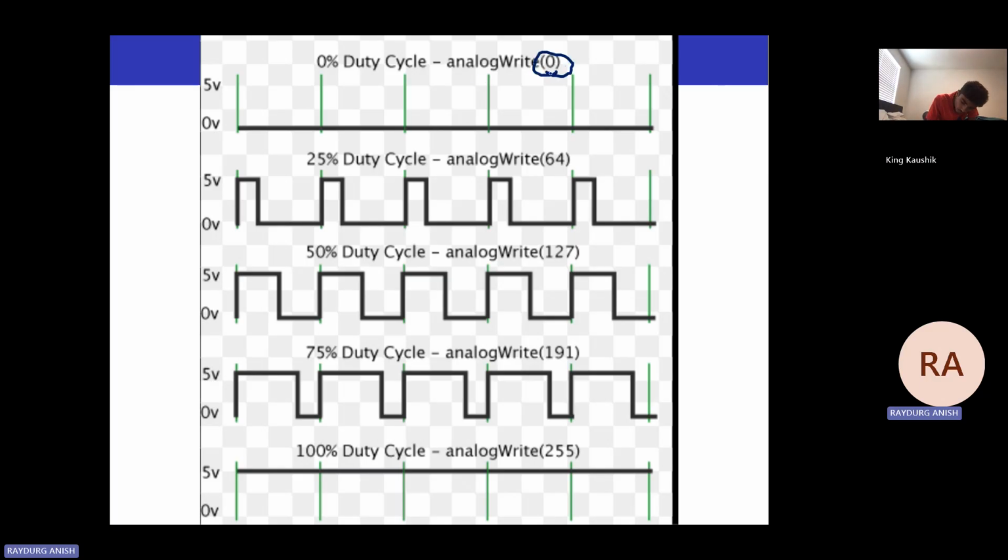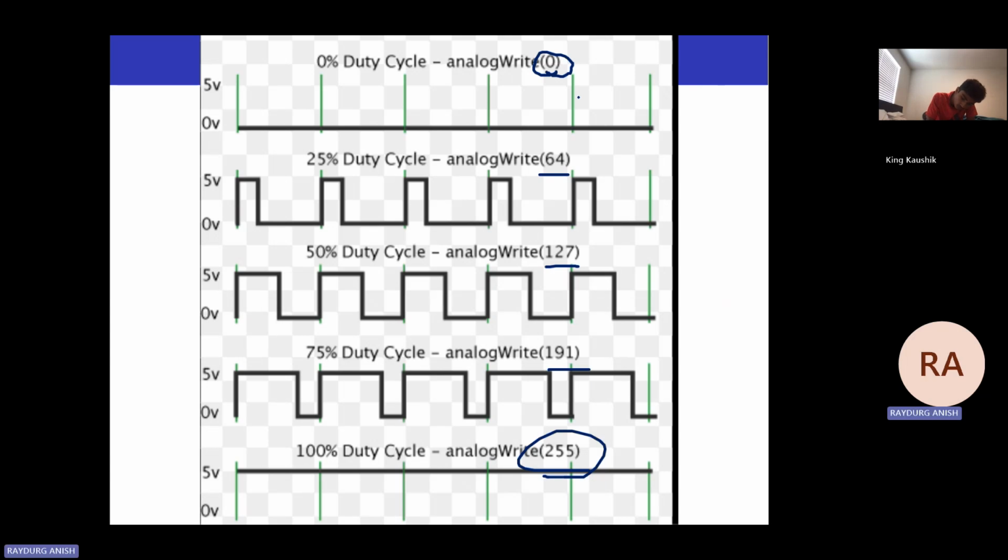Also write this analog write value. Just write the value 100% in the 100% bracket. Okay. 0, 64, 127, and 191, 255. You don't want me to write the analog write value as well? We will discuss it later.